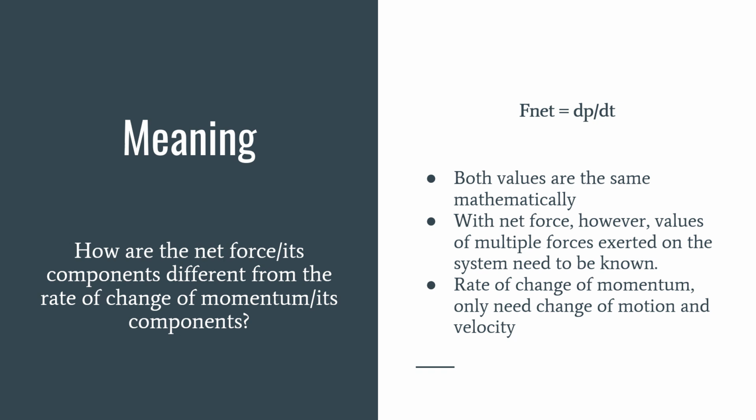Let's just talk about what this means. So how are the net force and its components different from the rate of change of momentum and its components? As you can see with this equation, both values are the same mathematically. With net force, however, values of multiple forces exerted on the system need to be known. However, with rate of change of momentum, we only need to know the change in motion or velocity, which makes it easier to use this value.